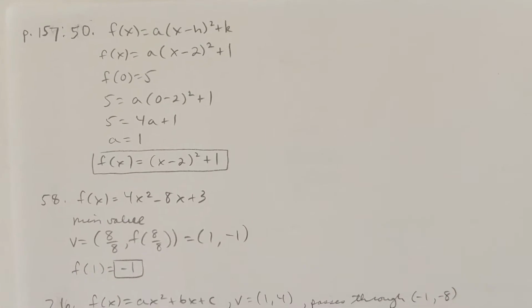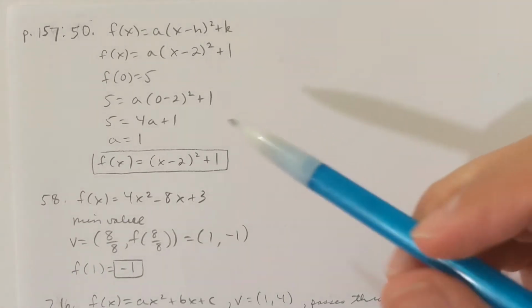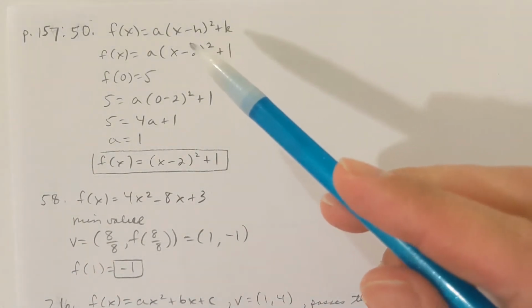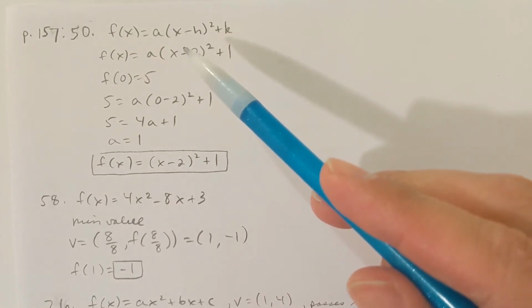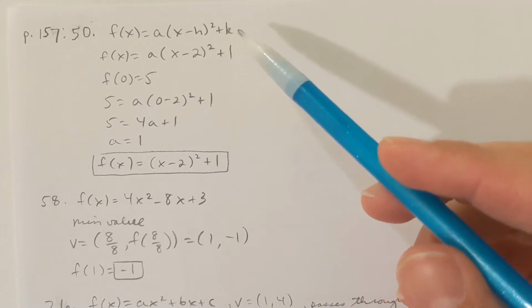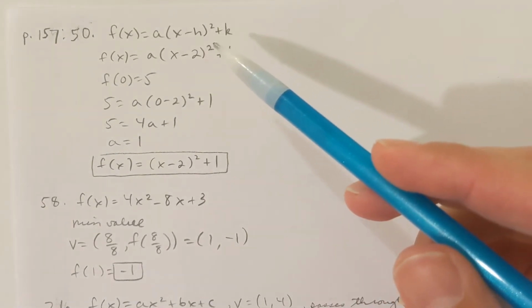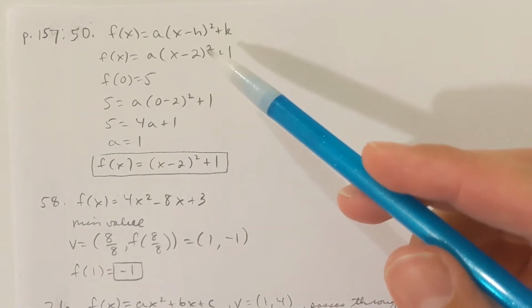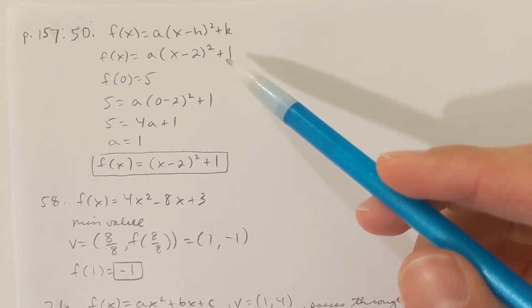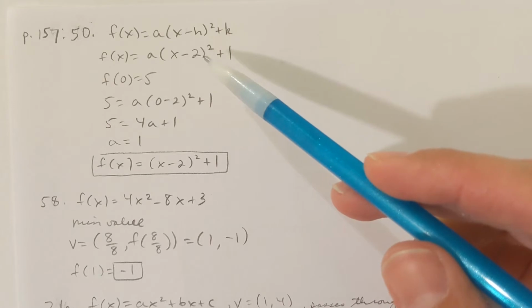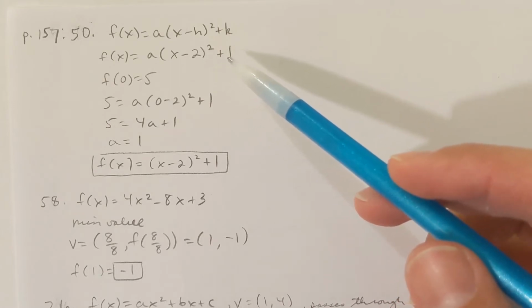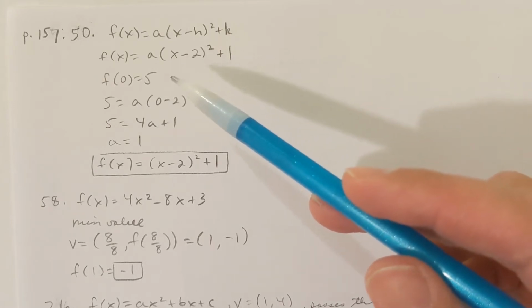It's easiest if I write the function in the form f(x) = a(x - h)^2 + k. The vertex is at (2, 1). So f(x) = a(x - 2)^2 + 1 is what I've got.